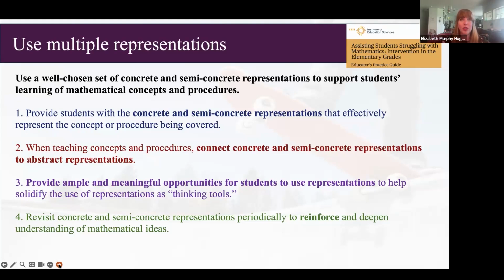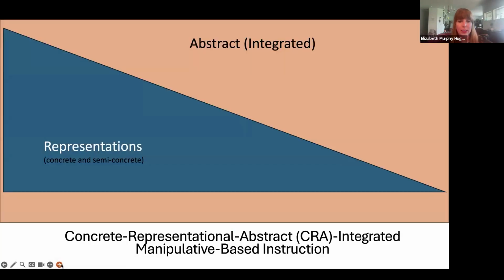So when we're talking about maintaining understanding of skills and concepts and generalizing them, and as we know, building our skills as they become more complex. So thinking about concrete representational abstract, sometimes it's called CRA, sometimes it's CSA. You may see different things in the literature. But essentially it's that hands-on, drawing, and then numbers and symbols.